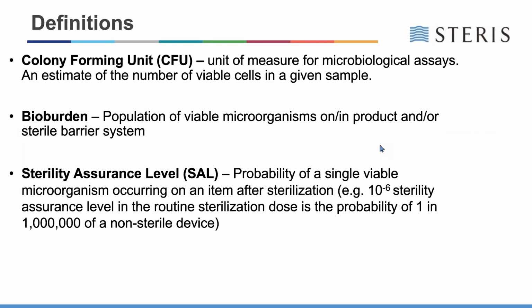There are some key definitions that we need to consider for this presentation. The first one being colony forming unit, or CFU. This is a unit of measure for microbiological assays, and we use it as an estimate of the number of viable cells in a given sample. Paired with that is bioburden. It's the population of viable microorganisms, or CFUs, in or on a product or the sterile barrier system. SAL, sterility assurance level, is the probability of a single viable microorganism on an item after sterilization. A 10 to the minus 6 sterility assurance level will give you a probability of 1 in 1 million chances of a non-sterile device.